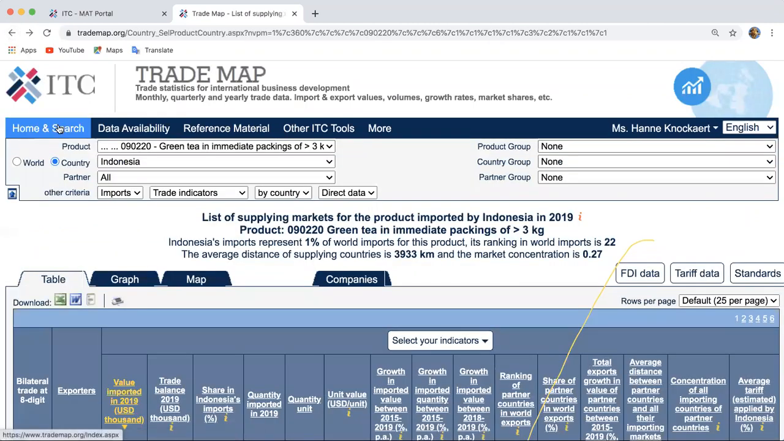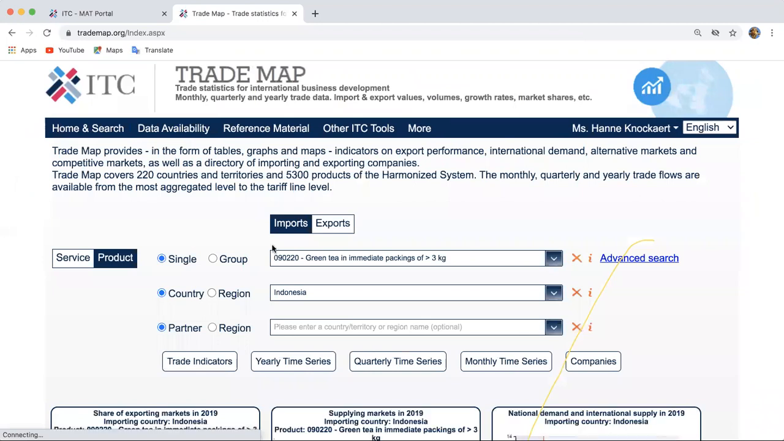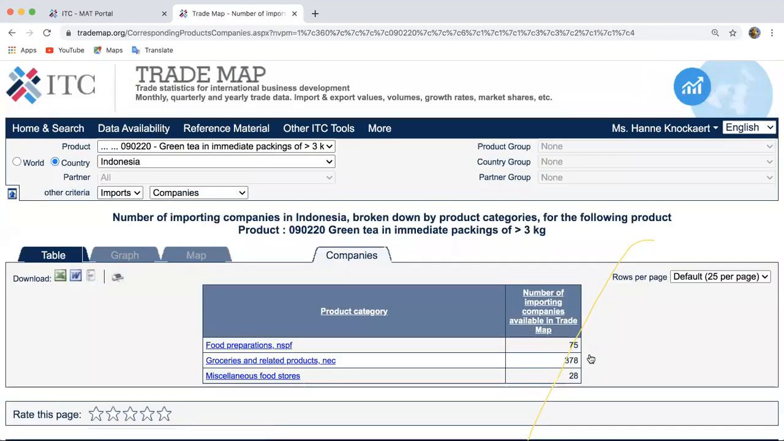If I want to look at company data, I want to go back to home and search to make sure I'm not getting any bugs there. I want to look into Indonesia as an importer of green tea because I'm still a Japanese exporter. So I want to look into Indonesia and see if there are companies that are importing this product.